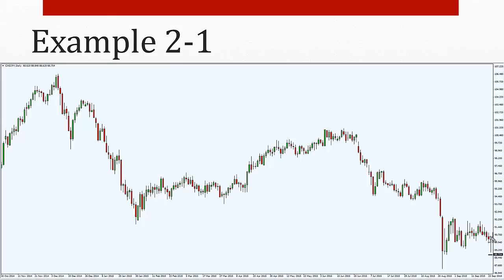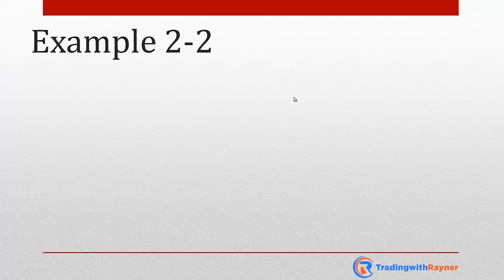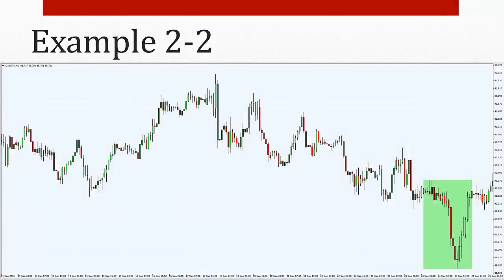Possibly placing a buy stop order above the high of this pin bar. Right? So number one, you're against the trend on the daily chart. What about the lower time frame, the hourly chart? What does it look like?